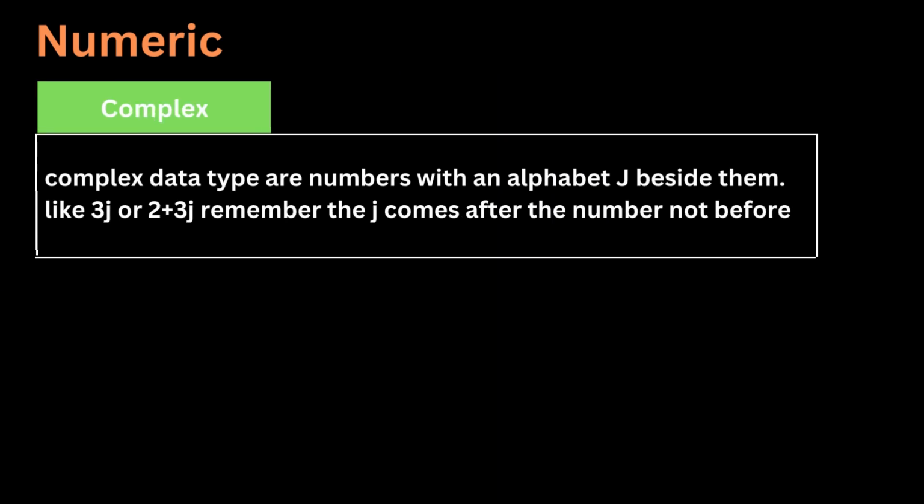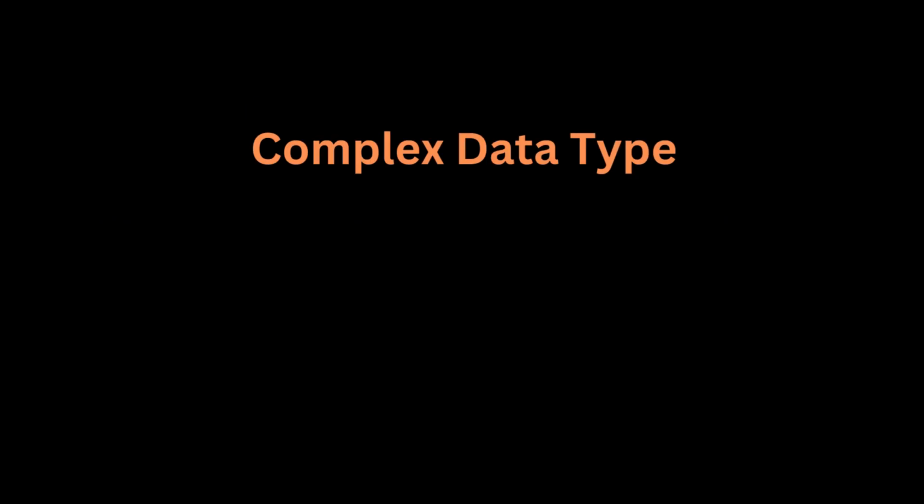Third one being complex data types, which are numbers with an alphabet J beside them, like 3J or 2 plus 3J. Remember, the J comes after the number, not before the number. To understand this much better, let's break down the complex data type.